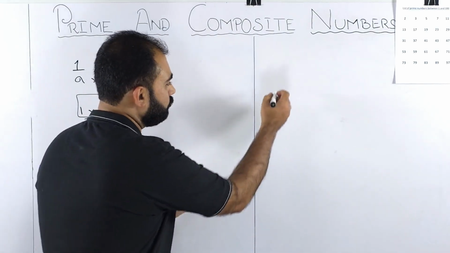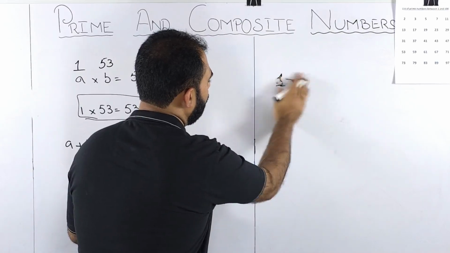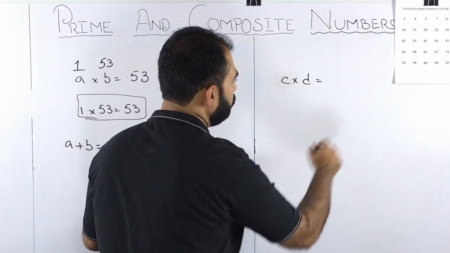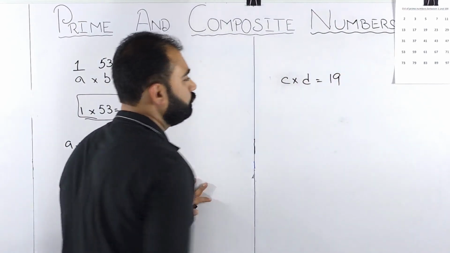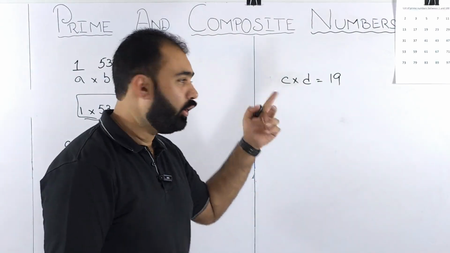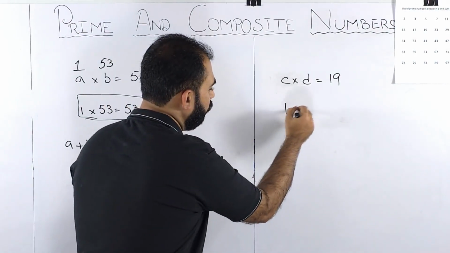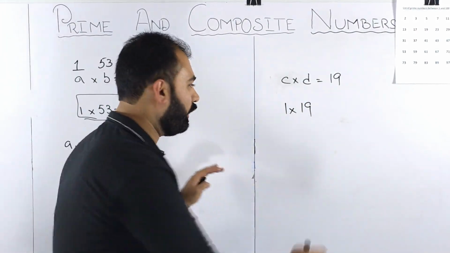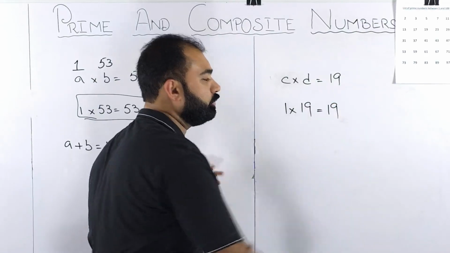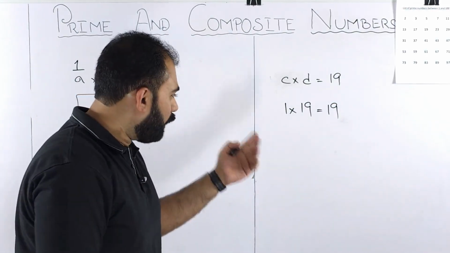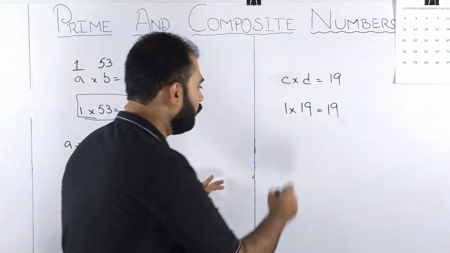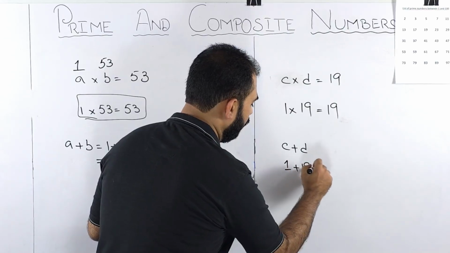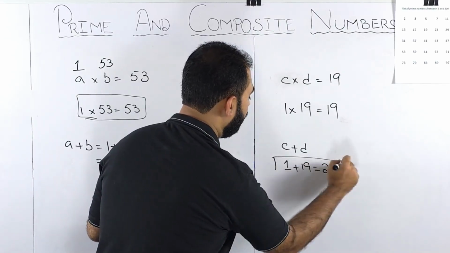लेट्स से इफ आई हैव 1 C into D is equals to 19. Now 19 is a prime number, which means C 1 हो गया and D 19 हो गया, और C 19 हो गया, D 1 हो गया, equals to 19. और अगर आपसे ये पूछा जाता है what is C plus D, so you will say C plus D 1 plus 19 equals to 20.